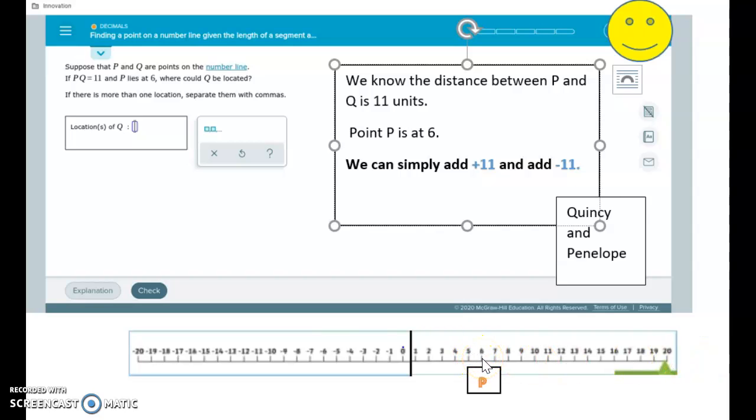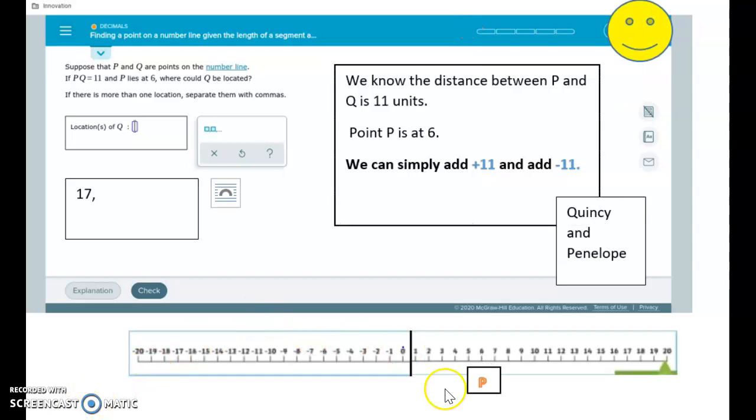So let's find this number first. 6, 1, 2, 3. You can keep doing that and find the answer, but an easier way is just adding 11 to 6. 11 plus 6 is 17. So we know that a possible answer is 17. Now that we've achieved the right side, we just have to go on to the left side.